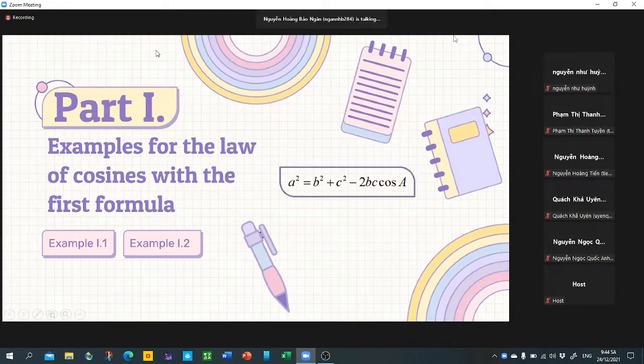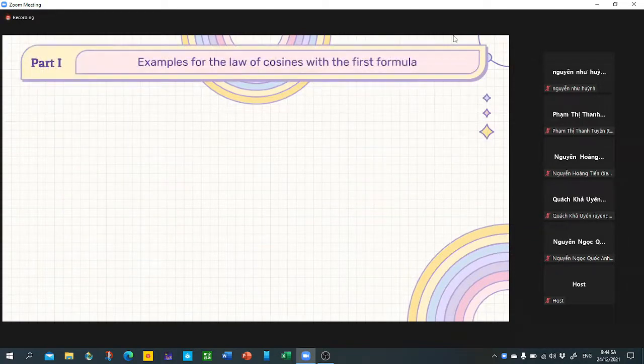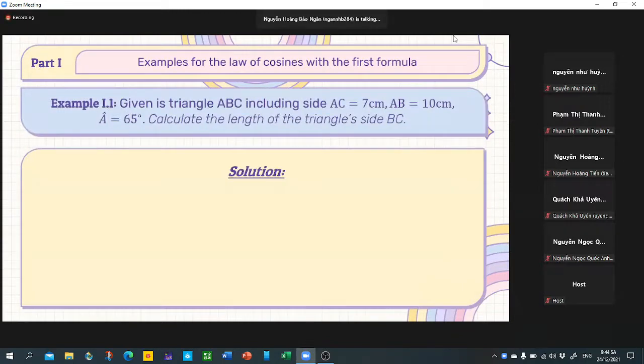Begin with the next slide. Okay. So this is the first example of part 1. Given is triangle ABC including side AC equals 7 centimeters, AB equals 10 centimeters. Angle A equals 65 degrees. Calculate the length of side BC.